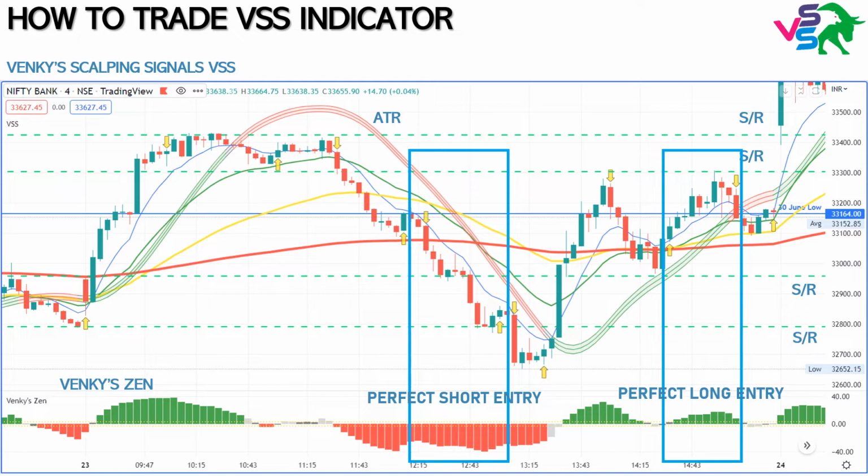For long entry, ATR should be in green. Avoid trade when the market crosses over ATR; wait for the next candle to enter. VENKY'S Zen should be green, a perfect trade, or it should be positive with a gray bar above the yellow dotted line. When the top two conditions are satisfied, then enter when the buy signal appears. The market should go in your direction; wait for the sell signal to emerge to close the trade at that price.